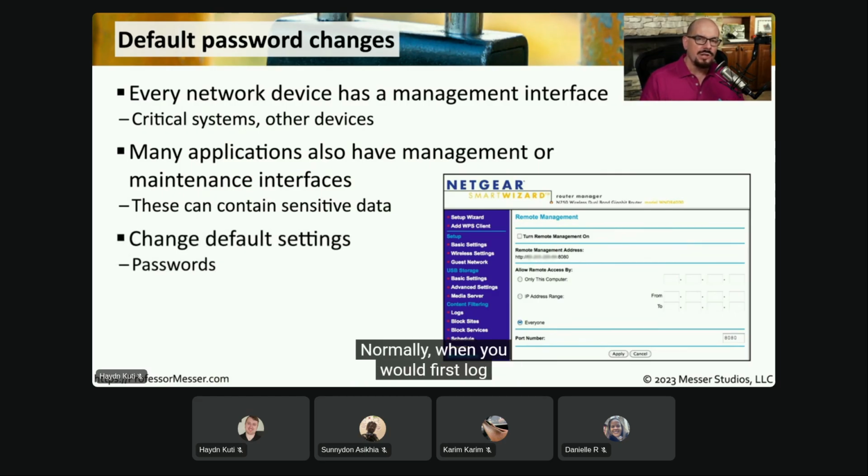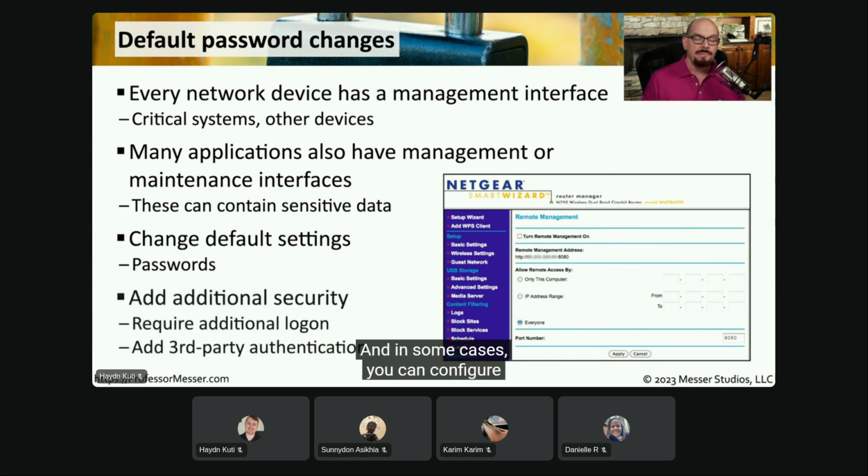Normally, when you would first log in to one of these management consoles, it will prompt you to change the password. But not all systems provide that prompt. So it's important that you manually go into these devices and change the default configuration. The attackers can very easily find what the default settings are for a username and password, and you want to be sure that all of your systems are secured against that type of attack.